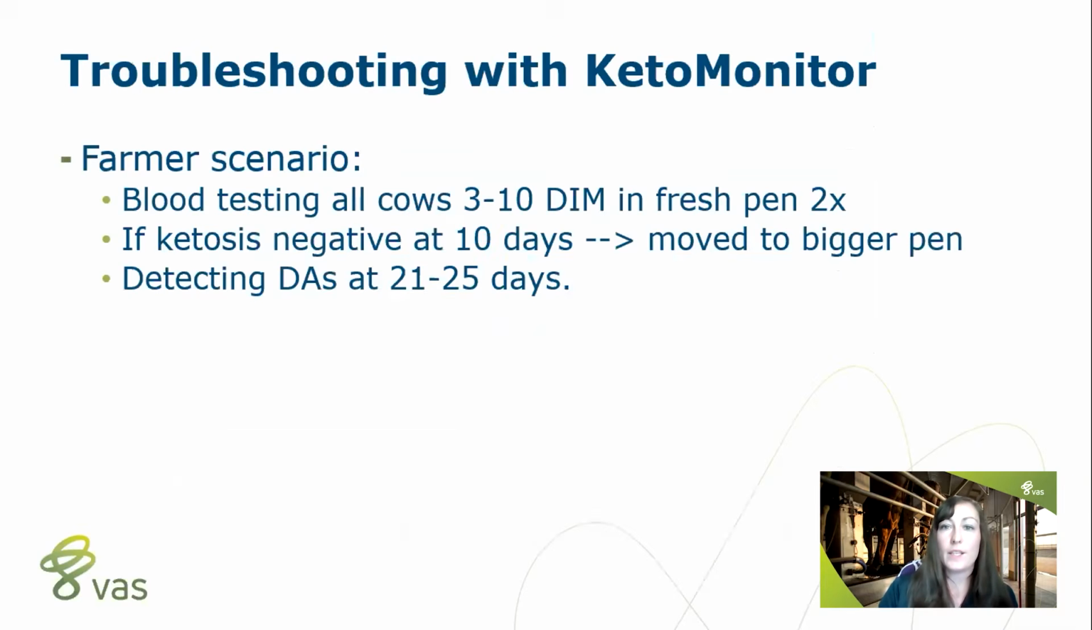An example of how we might use this for troubleshooting goes back to a farmer scenario I ran into a couple years ago. This farmer was blood testing all of their cows 3 to 10 days in milk in the fresh pen twice. So this is a really common protocol that I run into on farm. Everybody's probably going to be pretty familiar with it. If those cows were negative at 10 days, they got moved to a bigger pen. However, this farm was detecting a lot of DAs at 21 to 25 days.